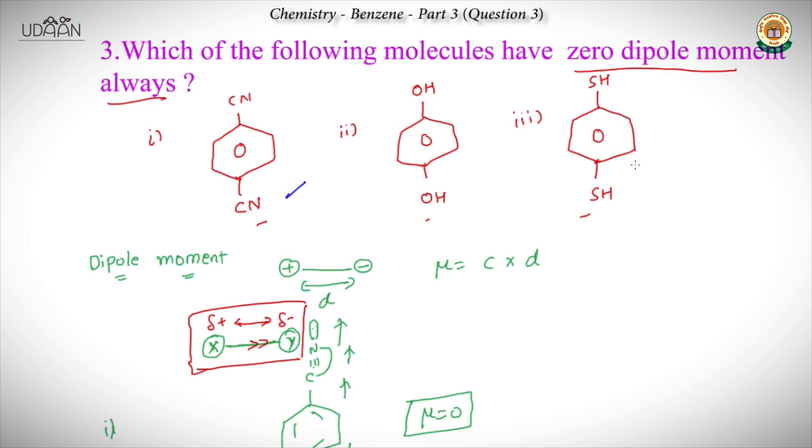And the same is the case with SH, because OH and SH are similar, because they are of the same group and they have the same hybridization, which is sp3. Now that we are done with the third question, let's move on to the fourth question in the benzene chapter.